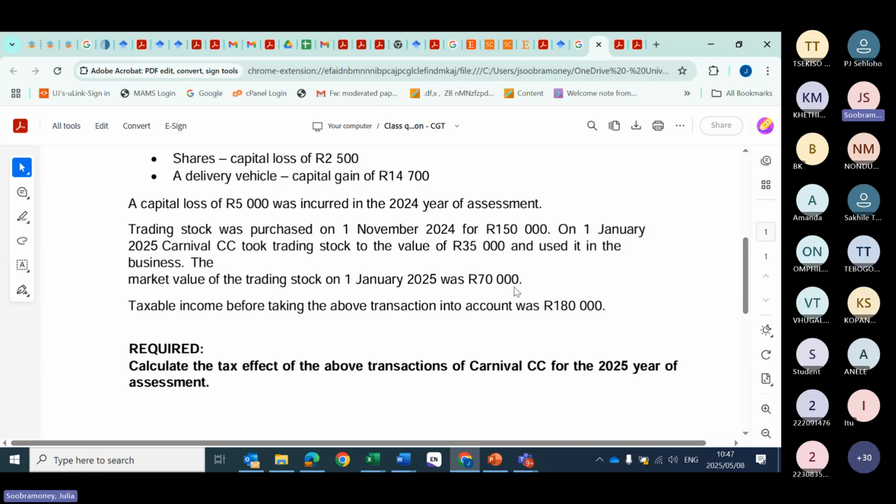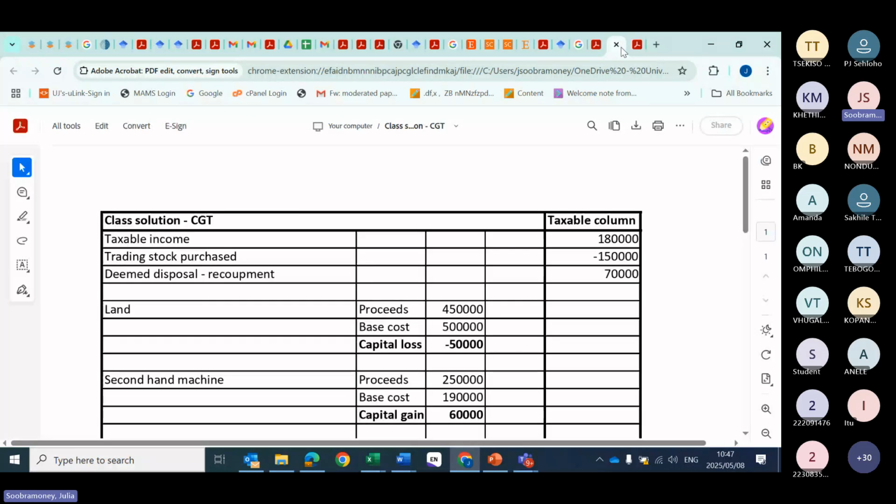Okay, so if I have to have a look at my solution, where is it now? There it is. I purchased trading stock. Everyone happy? Everyone agreed we get the full deduction. I purchased it. But now we change the use, so I have to show the sale. What do I say? Deemed disposal recoupment, 70,000 Rand. I've taken it out of trading stock. It's out of there. It's no longer part of my trading stock.